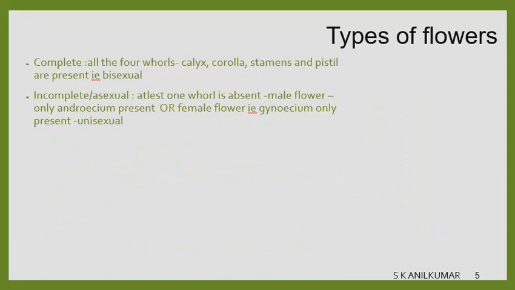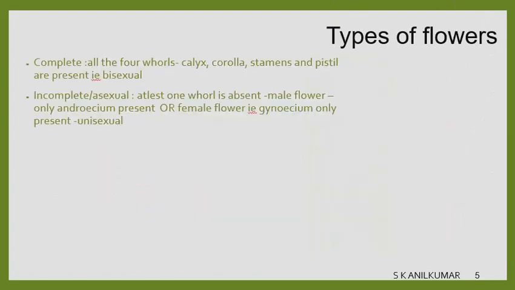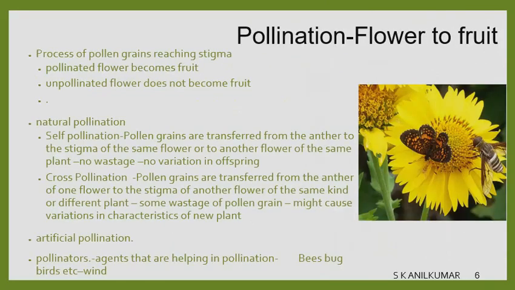What are stamens and what is the pistil? The whole thing is called the stamen. This whole thing is the pistil. Gynoecium is the pistil and androecium is the stamen. Anther, pollen sac and filament together are the stamens. Stigma, style, ovule and ovary together are called the pistil. If all four parts are there, it is a complete flower. If it is incomplete, it will be a male or female flower.